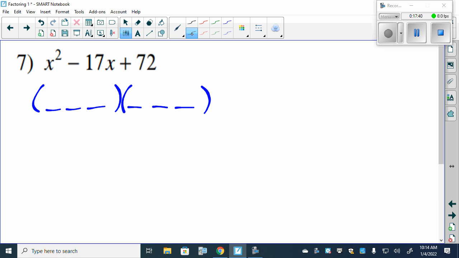Now our next step is to find the signs. So we look at the third term. Well, the third term is positive. So the signs are the same and they match the sign of the middle term. The middle term is negative. So we have negative and negative. Does this kind of make sense, Yara?